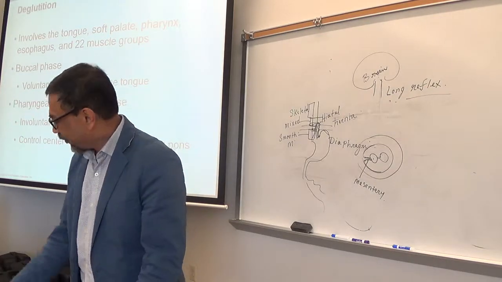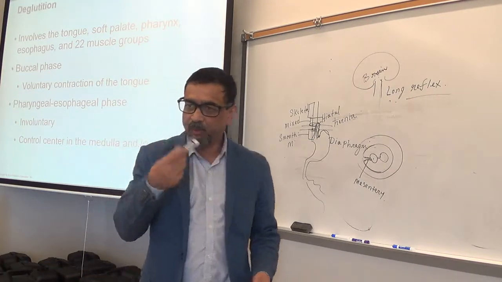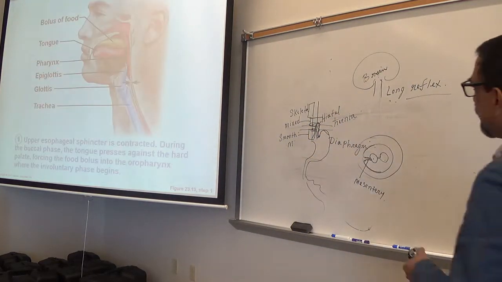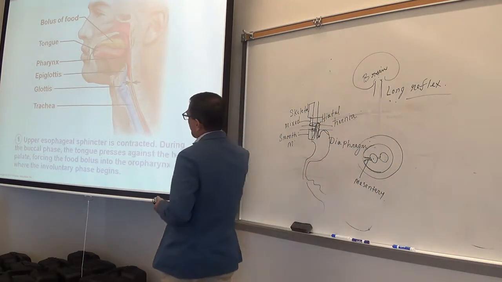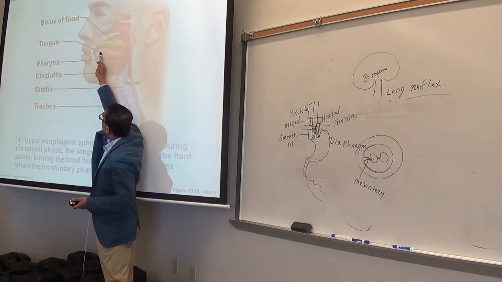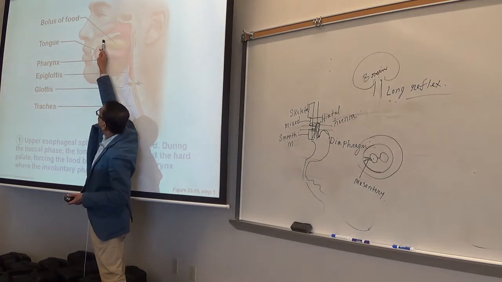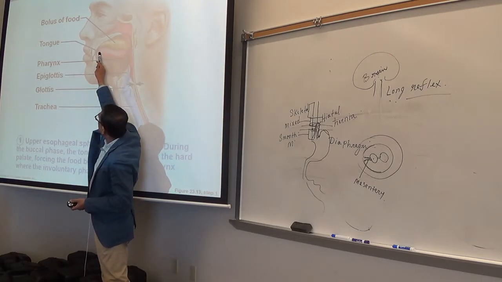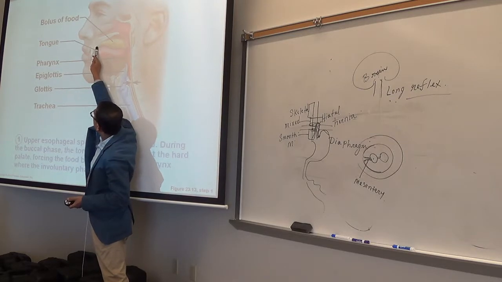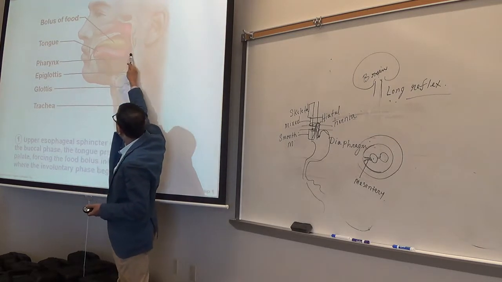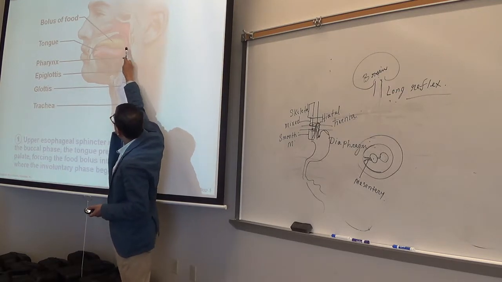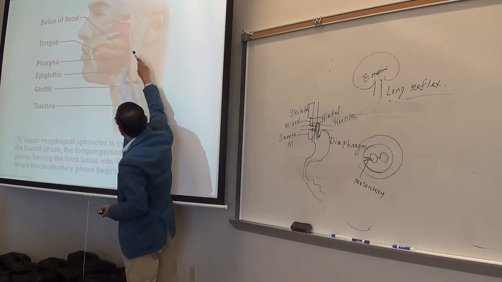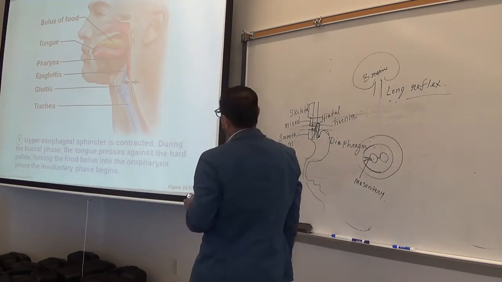So the voluntary part is only what you do in the mouth: push the food backwards. Now, you see here, in deglutition, the front part of the tongue you push against the palate. This is the hard palate, you know? This is the food bolus. So we push the front part of the tongue against the hard palate, and that pushes the slippery food bolus towards the pharynx. This is the pharynx, and this is the uvula. You remember soft palate and uvula? It will move up and the food bolus will enter into the pharynx.